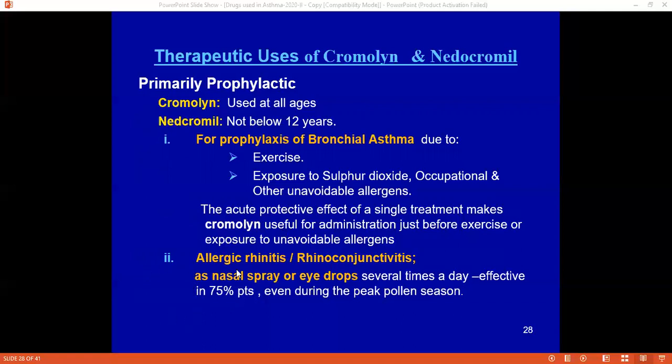Similarly, for allergic rhinitis and rhinoconjunctivitis, as a nasal spray or eye drops several times a day, it is effective in 75% of patients, even during the peak pollen season. This is given to patients who are not getting benefit from other antihistamines, as eye drops or nasal drops.